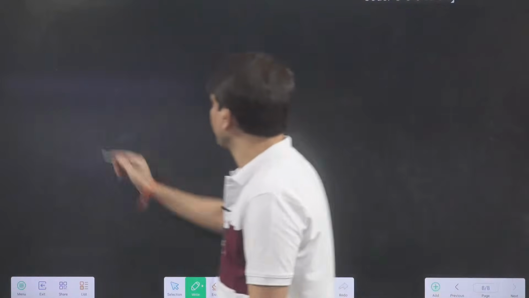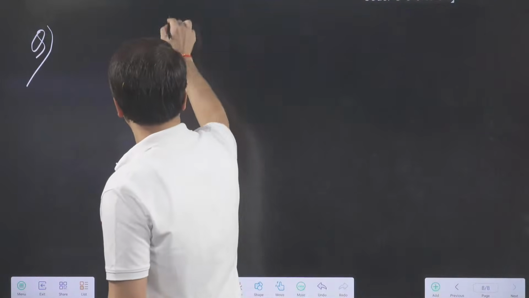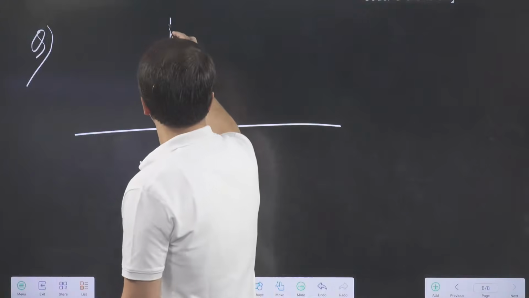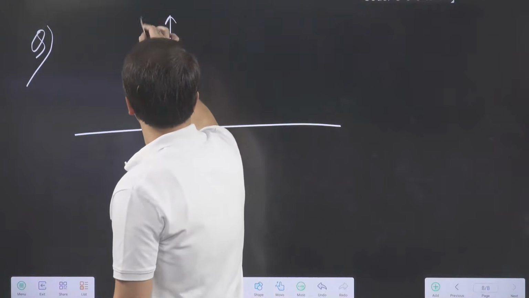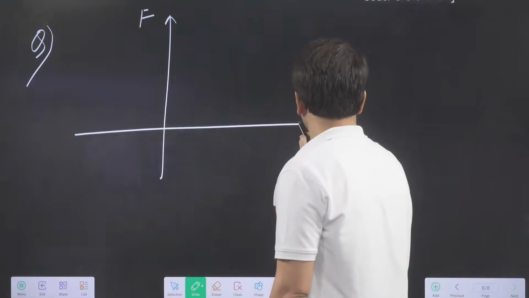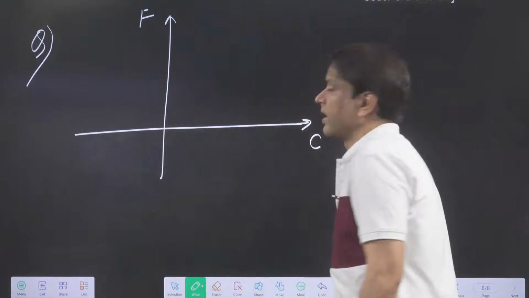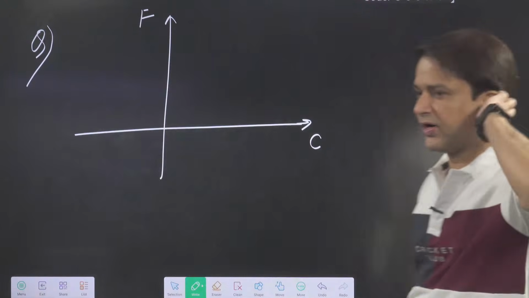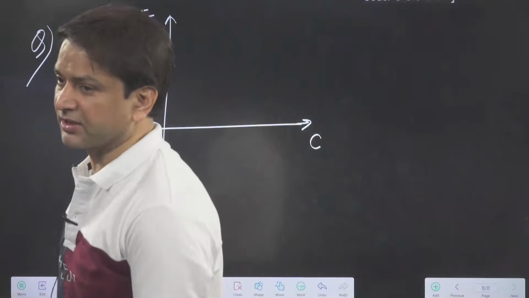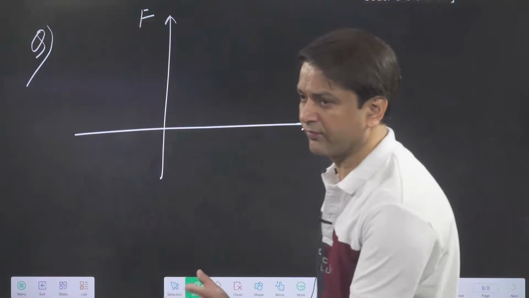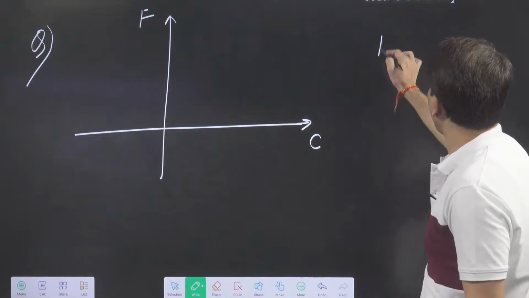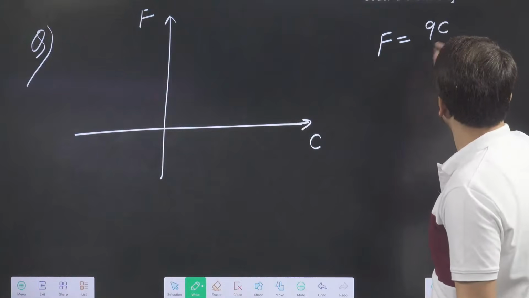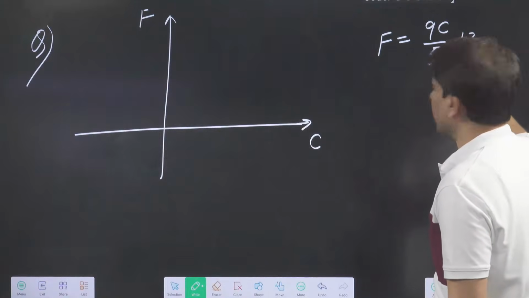Okay, so the second graph you will draw, the F and C graph. We have to plot the F and C graph, then we will write the F and C relation. Directly remember it is okay, otherwise we will equate the TSI. So F, what can we write? F is equal to 9C by 5 plus 32.